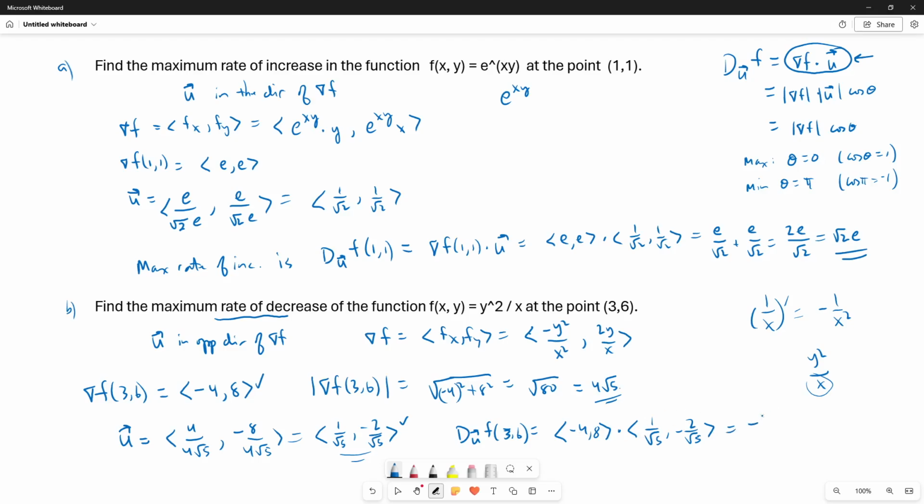Multiply these, we get negative 4 over root 5, and here we get minus 16 over root 5, so negative 20 over root 5, and 20 is 4 times 5, and 5 over root 5 is root 5, so negative 4 root 5 is the maximum rate of decrease. The negative is telling you that the function was decreasing.